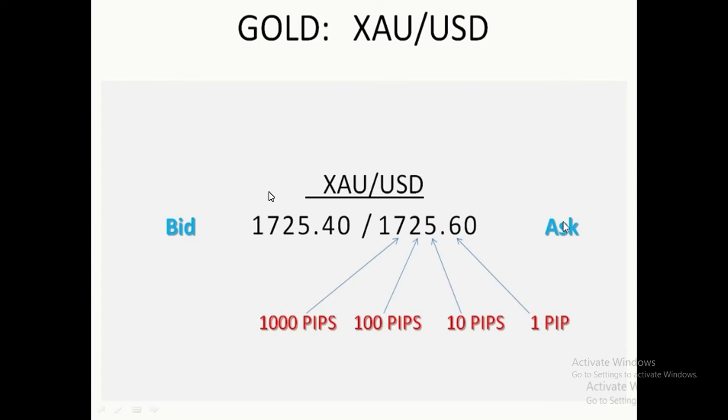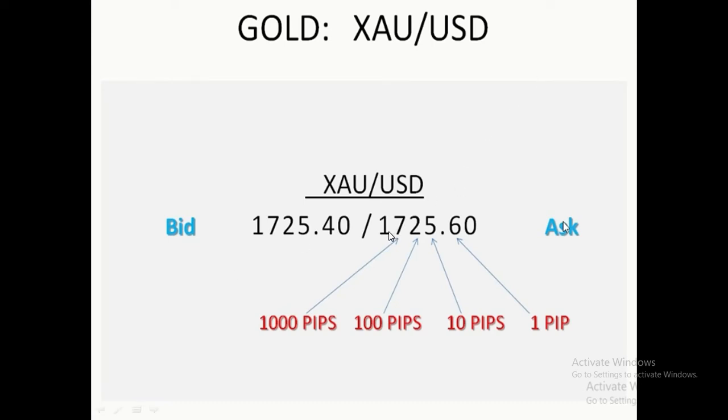Our bid price is 1725.40 US dollar. Then our ask price is 1725.60 US dollar. So let me simply explain how to calculate the pips here. There's a simple method I normally use to explain that. Most of my students get it. Don't worry, you also get it right now.